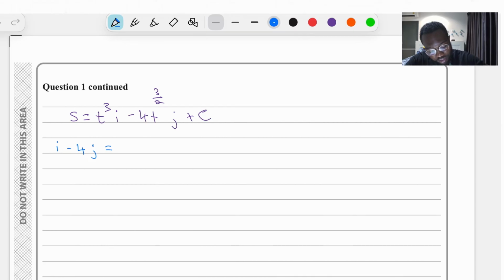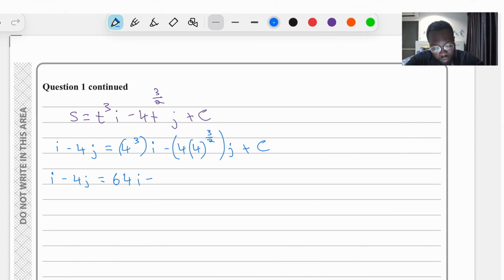So therefore, we'd have 4 cubed i minus 4 times 4 to the 3 over 2, and all of that is going to be j, and that will give us our plus c value. So if we work this out, we get i minus 4j, that's equal to 64i. And then for this one, the 4 to the power of 3 over 2, that'll give us 2 to the power of 3, which is 8. So 4 times 8, that'll give us a minus 32j. And then we have the plus c.